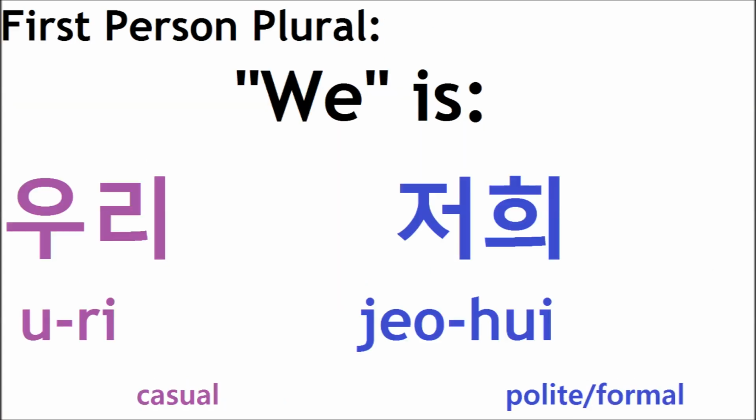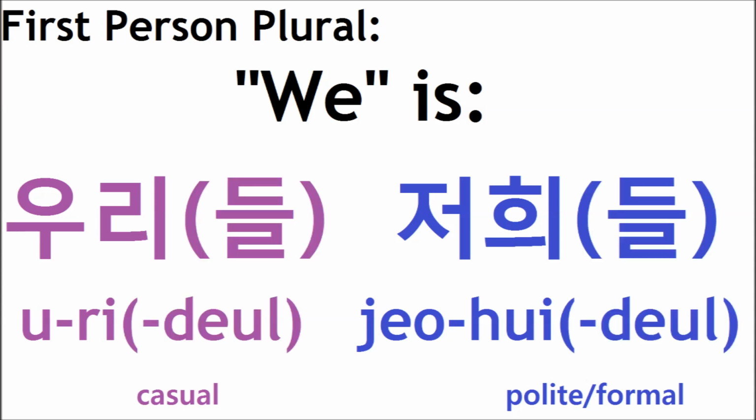All right, now we get to move on to first person plural, or as we call it in English, we. The casual we is uri. The polite/formal we is je hui. Finally, something simple, right? Sometimes you will see uri and je hui with a dul added to the end to indicate that it is plural, but this is not necessary in the case of the we pronoun.